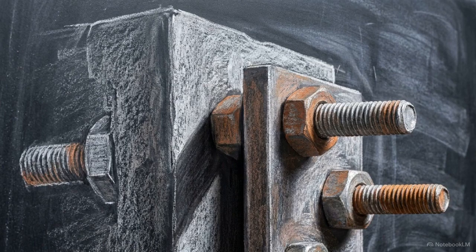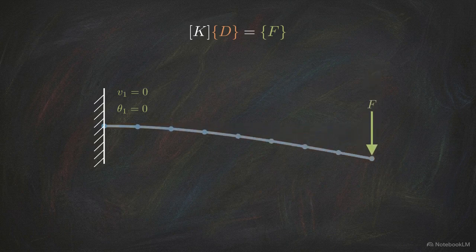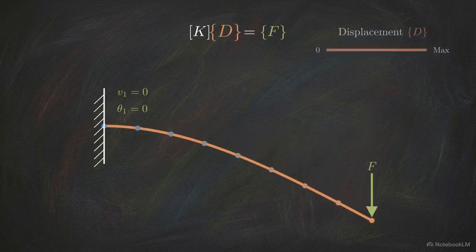To transform this into a solvable engineering problem, the matrix must be artificially constrained. Applying these boundary conditions is the final step required to lock specific nodes in place and calculate the true displacements of the structure.